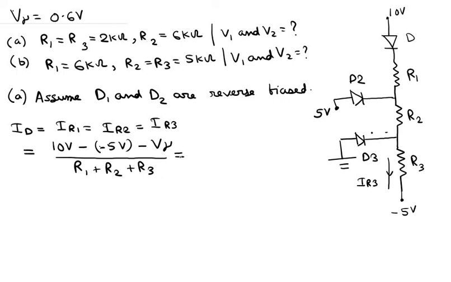Okay, so V gamma is given to be 0.6 volts. If I put all the values of R1, R2 and R3 from here, I basically get 1.43 milliamperes. Just check this out. I just checked right now that this value comes to be 1.43 milliamps. But check it yourself.